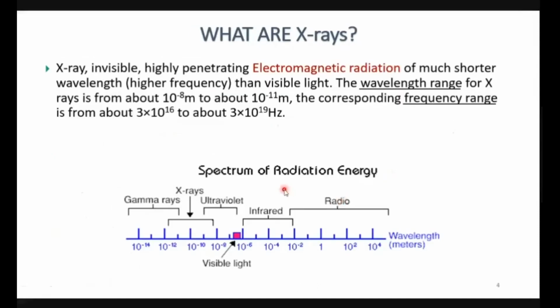What are X-rays basically? On the spectrum of electromagnetic radiation, you can see their position. They are situated between UV and gamma rays. X-rays are invisible, highly penetrating electromagnetic radiation of much shorter wavelength. When the wavelength is shorter, the energy is higher, and the frequency is also higher. As compared to visible light, the wavelength range for X-rays is from 10 raised to minus 8 meters to about 10 raised to minus 11 meters. The corresponding frequency range is about 3 times 10 raised to 16 to about 3 times 10 raised to 19 hertz.